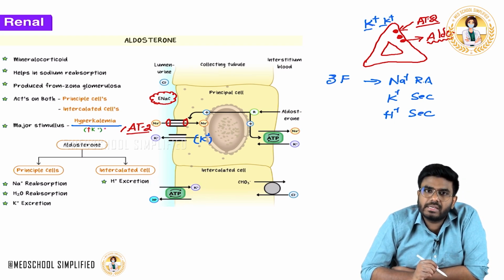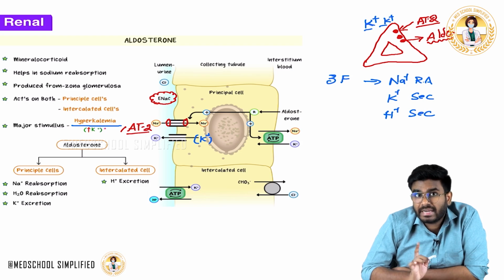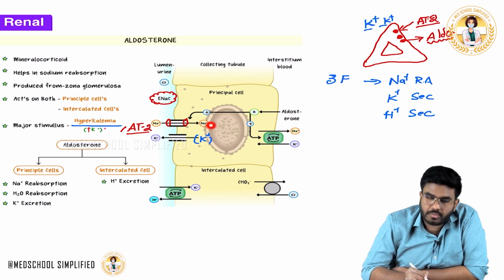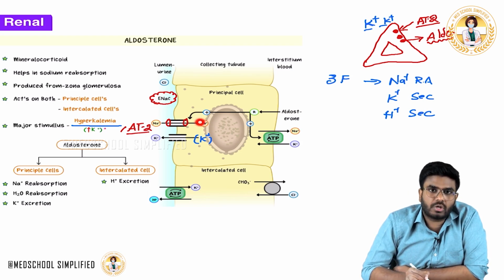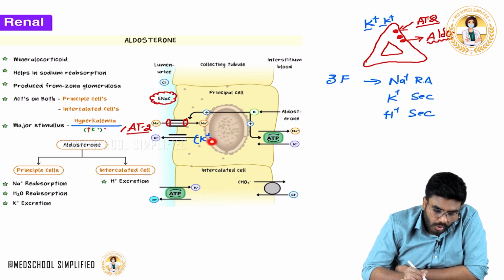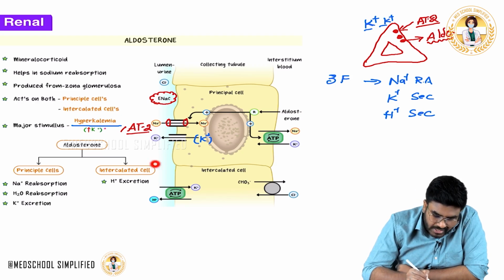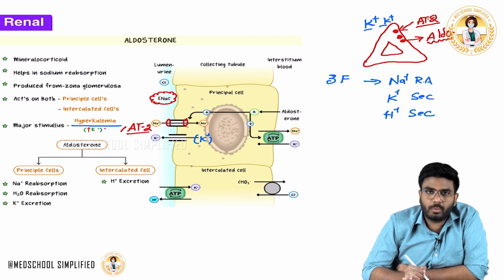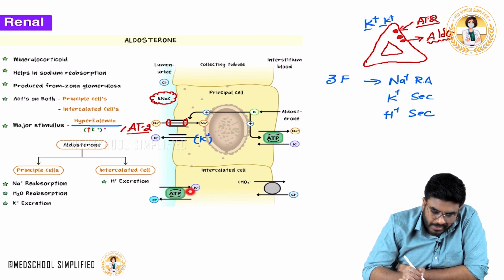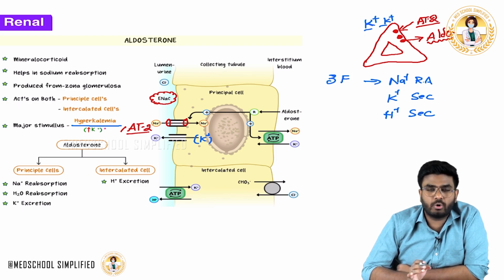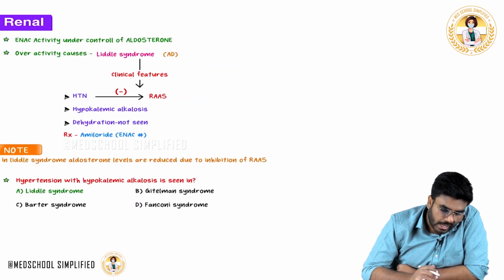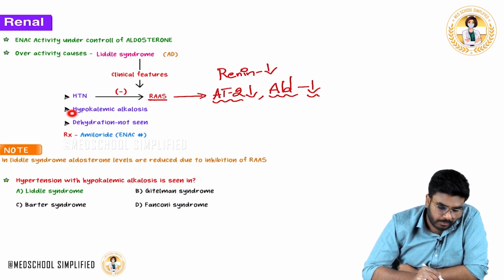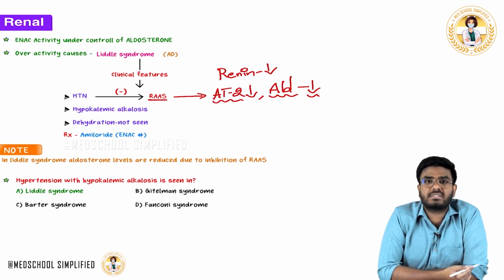So now what is happening in Liddle syndrome? Simple. In Liddle syndrome, there is more sodium reabsorption. In order to reabsorb the sodium, more potassium needs to be excreted. Now this potassium will try to come back into the body. In that process, more protons are going out of the body. So that causes what? Alkalosis. This patient is having hypokalemic alkalosis.